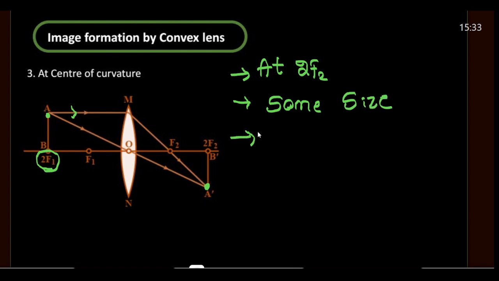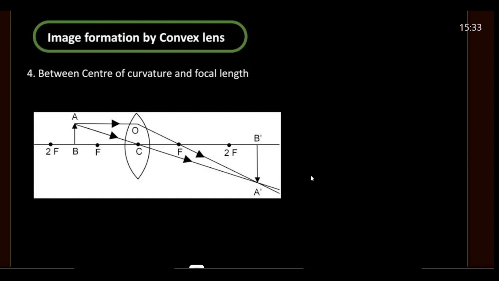And is it a real or virtual image? So yes, of course, two refracted rays directly converged at one point, right? So we got a real image, and from the diagram you can say that it is an inverted image. Got it? So these are the characteristics. And the fourth one is we just moved from 2f2 to between 2f and f. So now you can consider the object placed between center of curvature and focus. Okay, it's not focal length, it is focus.